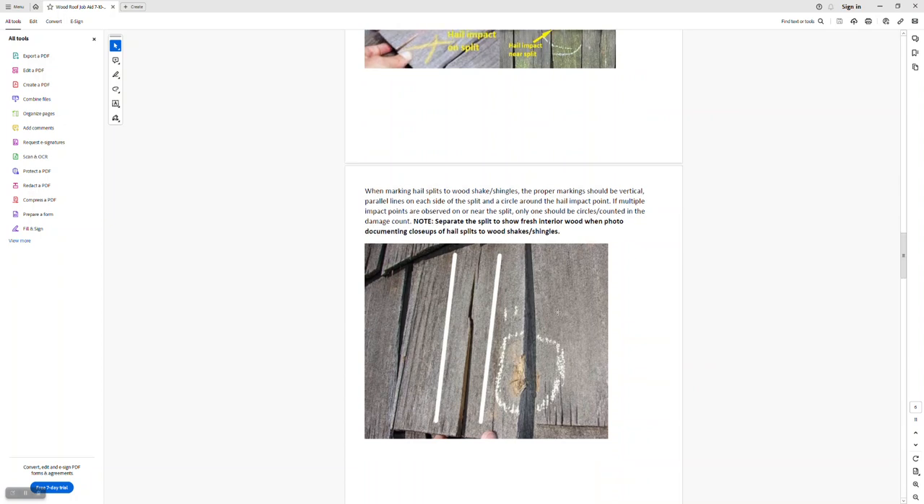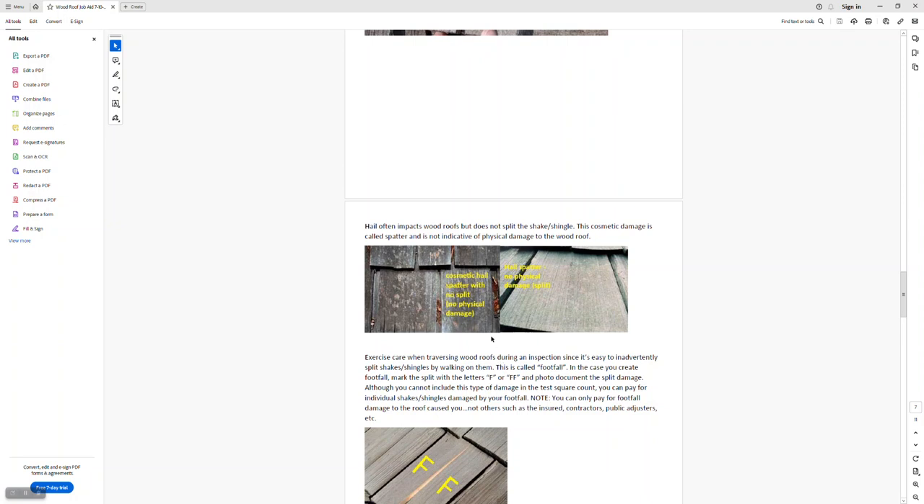It depends on the carrier and how they want it documented on the roof with your chalk, but typically they're going to want you to put parallel lines down along the actual splits and then circle the hail hit. The hail hit may not be right on the split. It needs to be close, at least on the same shake, and close to or on the split. They usually want you to put parallel lines to show the actual split, and circle the actual hail hit. Or if you have a couple, 2 or 3, circle those 2 or 3. That's fine.